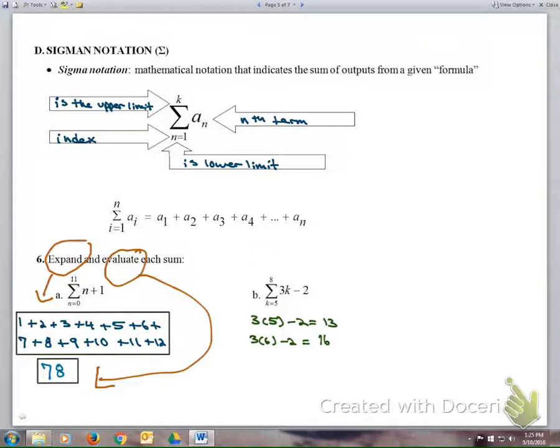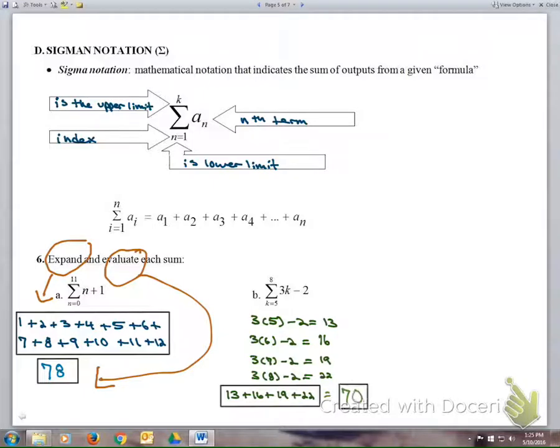Pause me if I'm going too fast. All right, after I've plugged in 5, 6, 7, and 8, my expansion would be the sum of the numbers. So I write it 13 plus 16 plus 19 plus 22. That's my expansion. Then my evaluate is 70 because that is all those numbers added up.